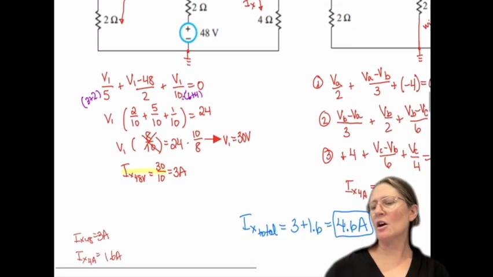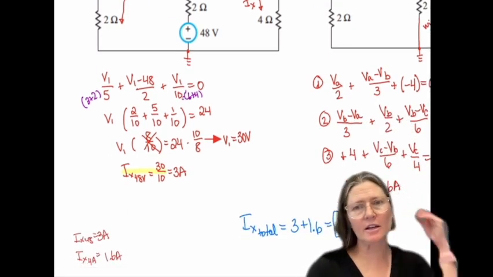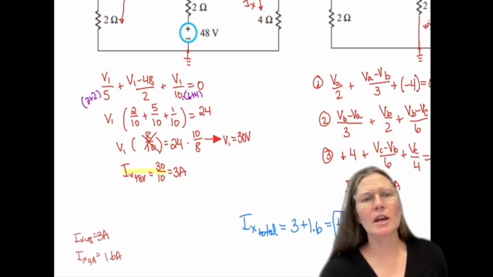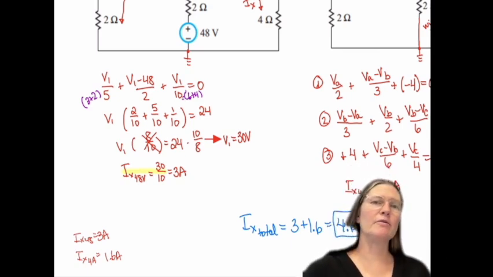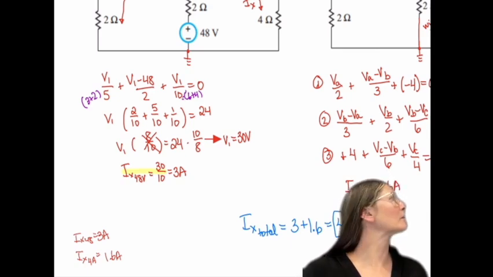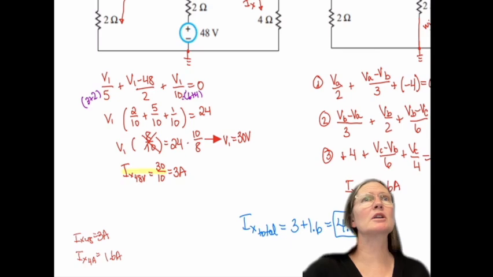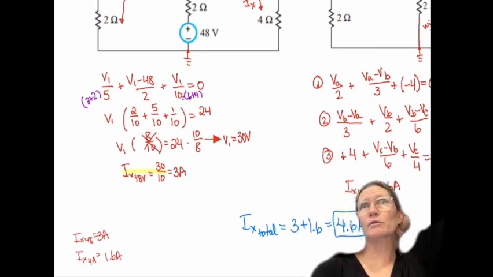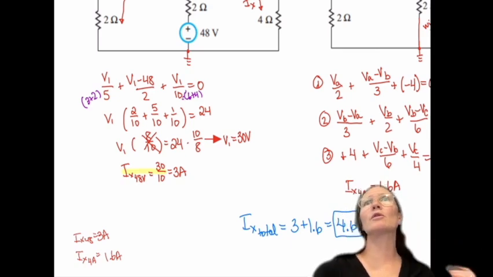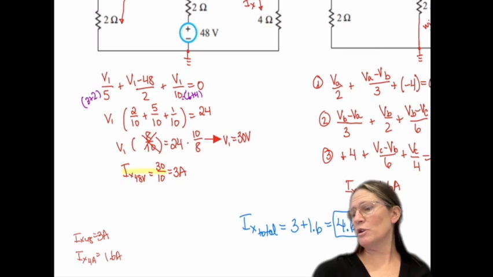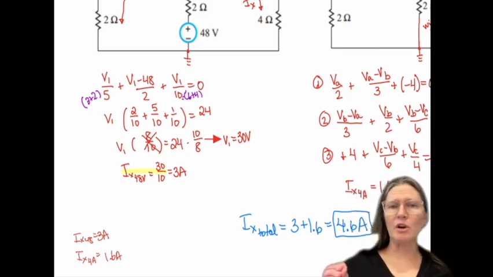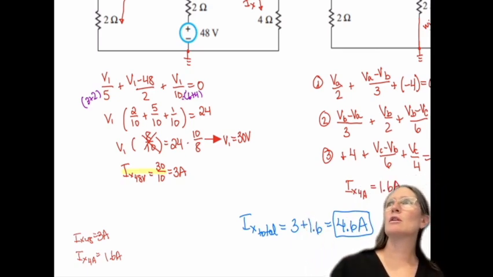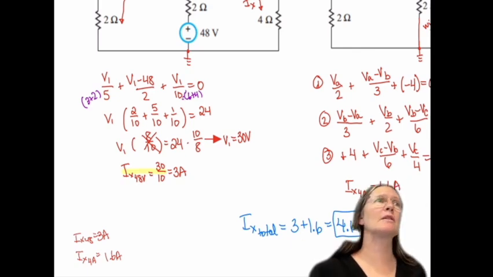And then getting a common denominator of 10 in each of those gives me 8 over 10. And then 48 over 2 is 24. It goes to the other side for a positive 24. And then solving that gives me V1, 30 volts for this one. So that middle node is going to be 30 volts. And then the IX for the 48 volt contribution will be 30, which is V1, over the 6 plus 4 of 10.